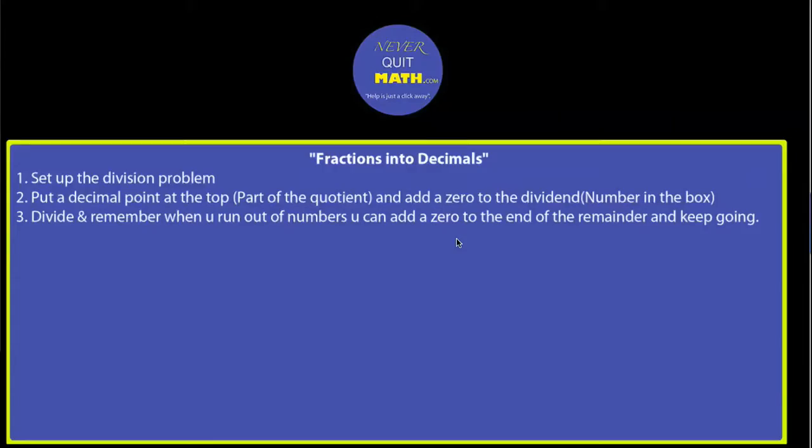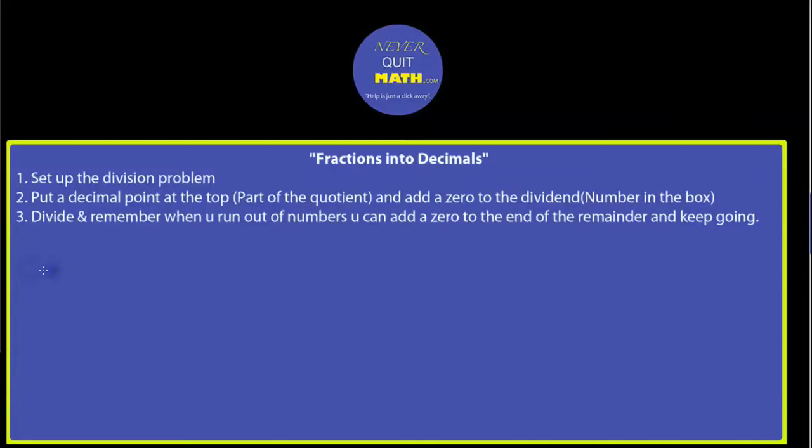And when you're dividing, I just want you to remember that every time you run out of numbers or you get a remainder that's too small for something to go into, you're allowed to just add a 0 and then keep dividing that way. All right. So let's do some examples, and that's the best way to understand it. Okay. So first thing we got, let's just do 2/3.